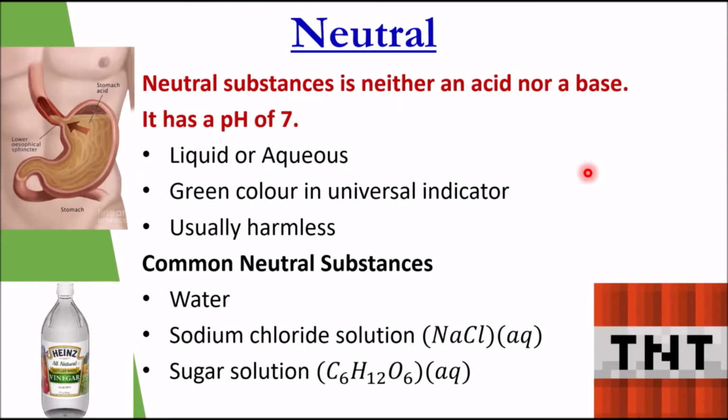The last one we can talk about is a thing called a neutral substance. So a neutral substance is neither an acid nor base. It has a pH of 7. We'll talk about what pH means later on. But usually when something is neutral, in the universal indicator, it will be green. And we'll talk about that in a little bit more detail as well.